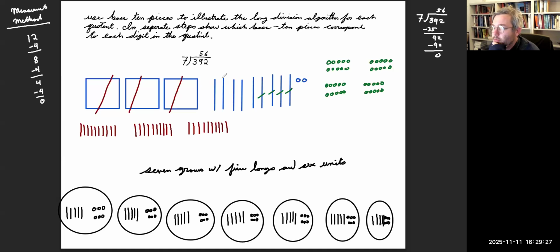The worst thing you could possibly do is have this discussion over Zoom and a PowerPoint slide. That's the worst you could do, and that's what we're doing. So we have 7 groups, and each one has 5 longs, 6 units, 56. 392 divided by 7 is 56. Okay. Questions, comments, concerns, complaints, criticisms about that? Is that okay?